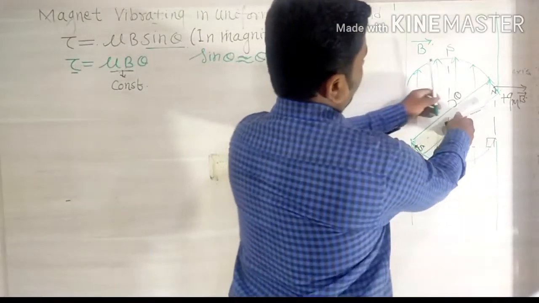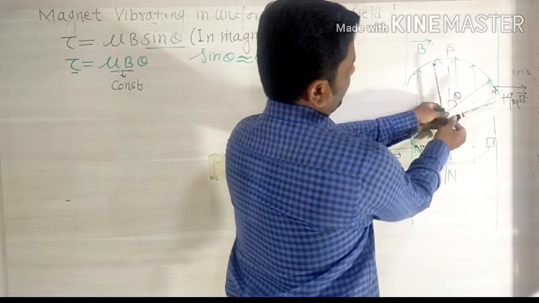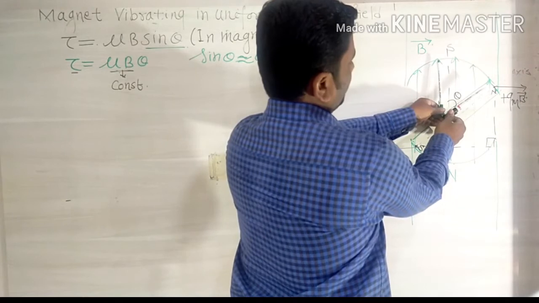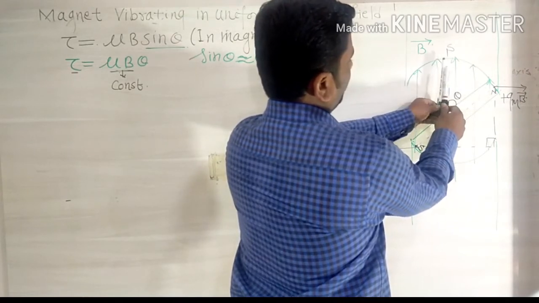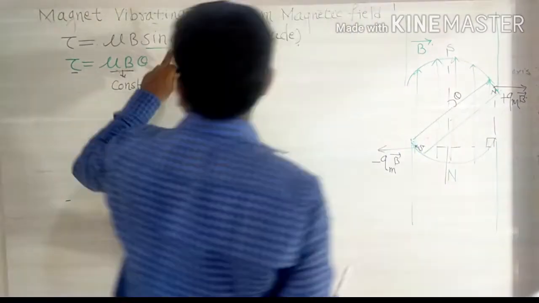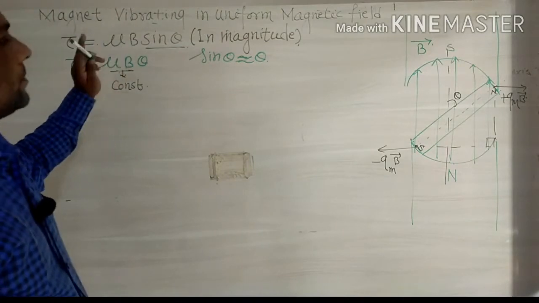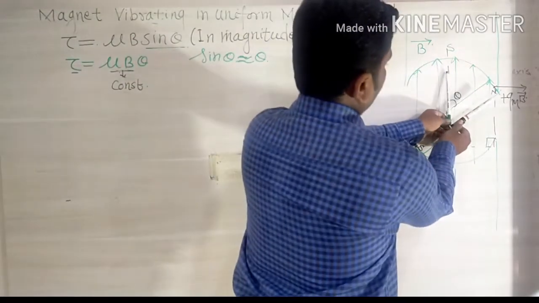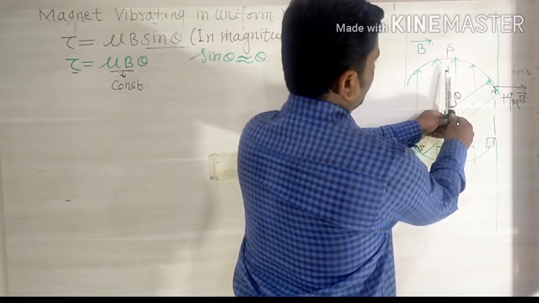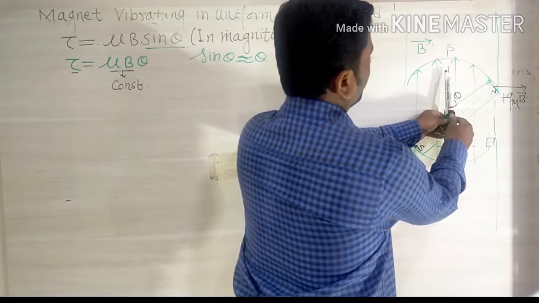If this is a bar magnet and this is a uniform magnetic field like this, if the bar magnet is along the uniform magnetic field, meaning they are parallel to each other, then theta is equal to 0. So sin 0 is equal to 0, so torque is equal to 0. Means when the bar magnet and uniform magnetic field are parallel to each other, the torque acting upon it is equal to 0.